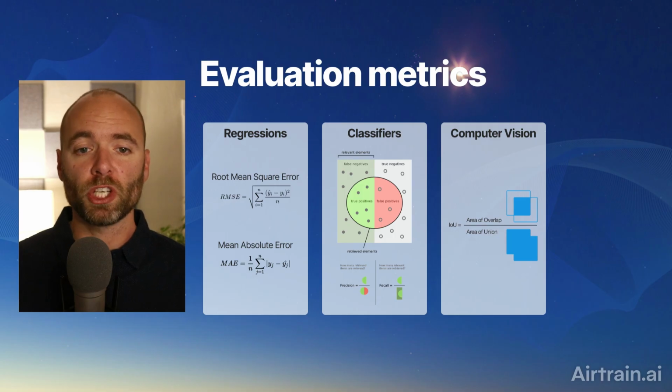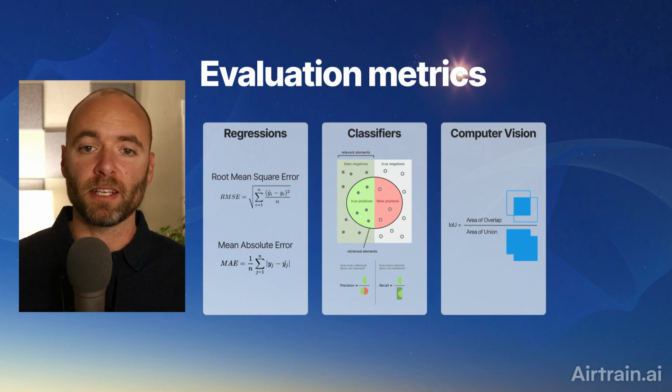In traditional machine learning models such as regressions, classifiers, or computer vision, there are some well-established metrics to measure model performance on an eval dataset. In natural language processing, things are a little bit more tricky because the output is unstructured. It's just natural language. So many different responses could be correct.